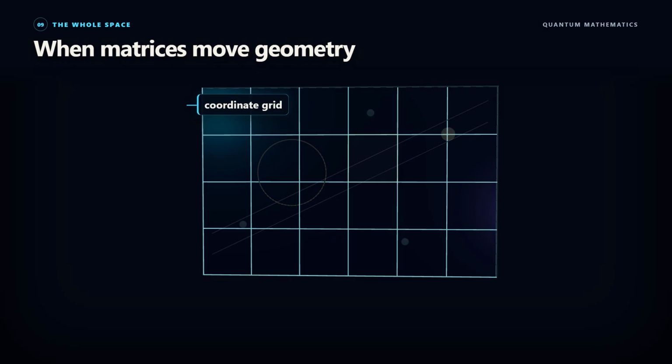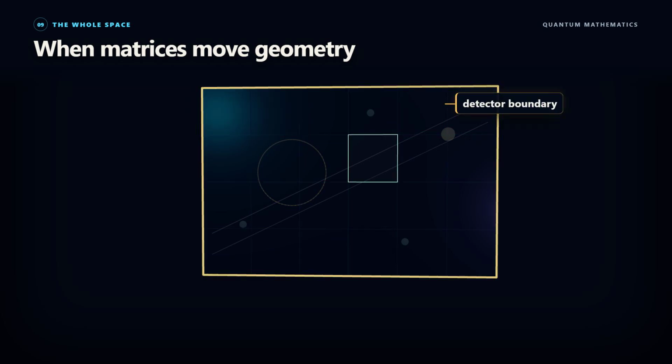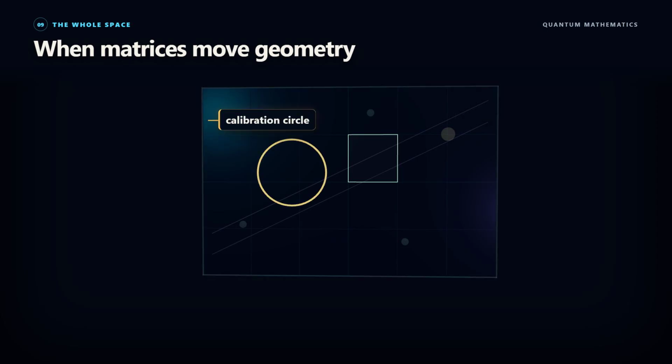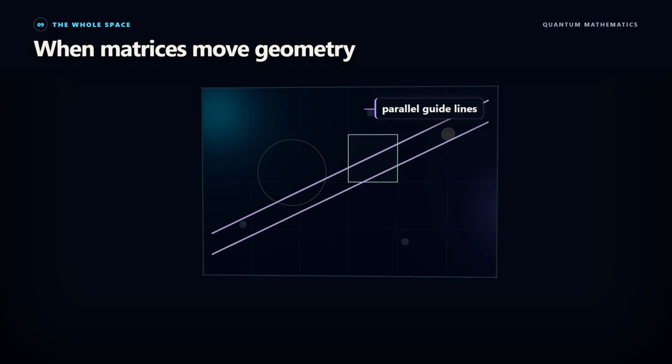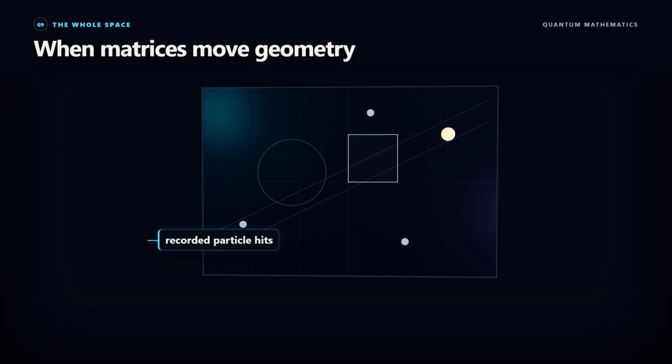Imagine a flat particle detector divided into rectangular pixels. Its grid supplies coordinates. Its boundary is a shape. A circular calibration mark tests distortion. Parallel guidelines test whether straightness survives. Several glowing hits record where particles arrived. These are different geometric objects, but a single matrix must treat all of them consistently.